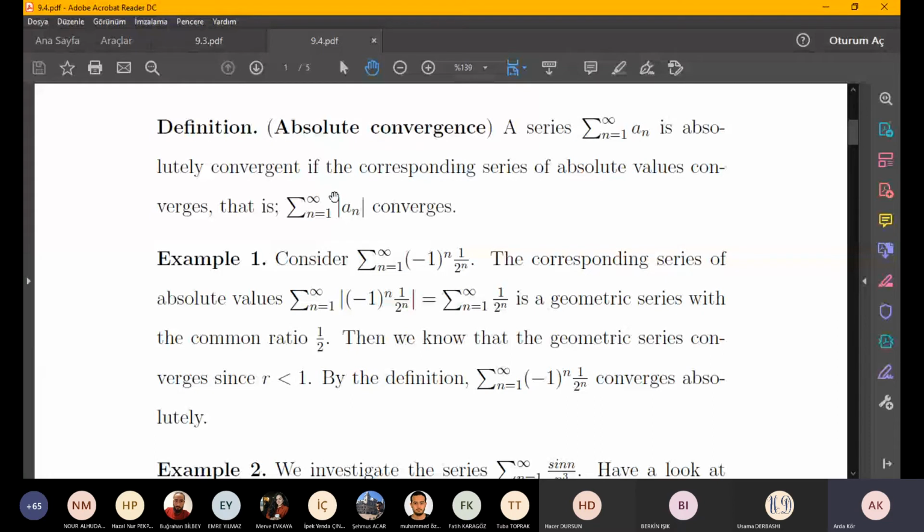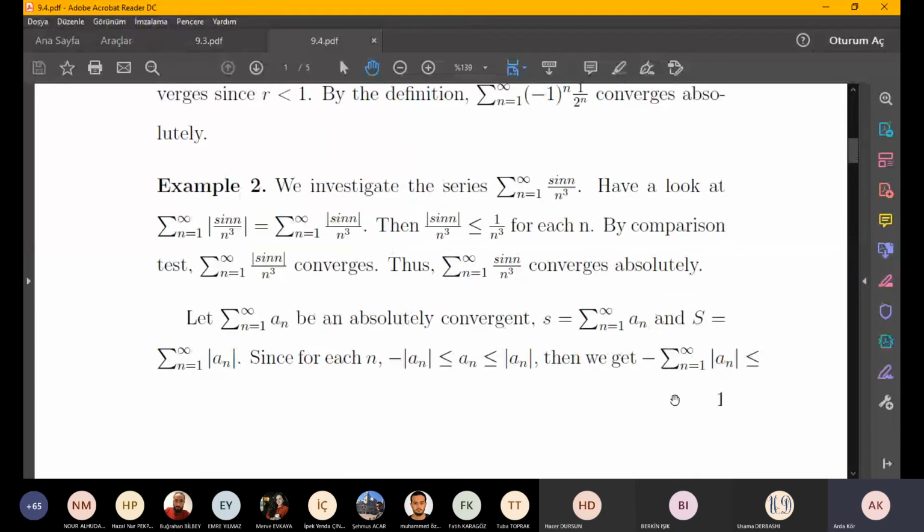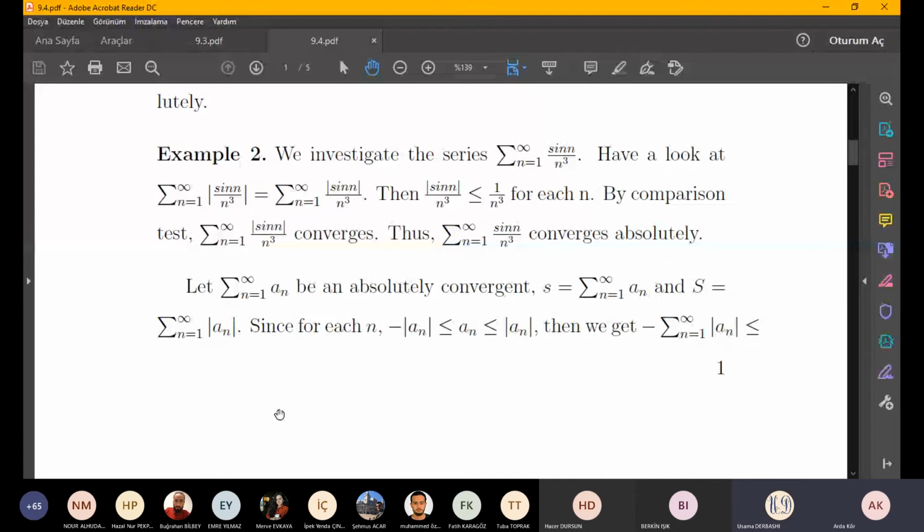It is a strong, let's say, behavior if your series is absolutely convergent. We will see why after these examples.